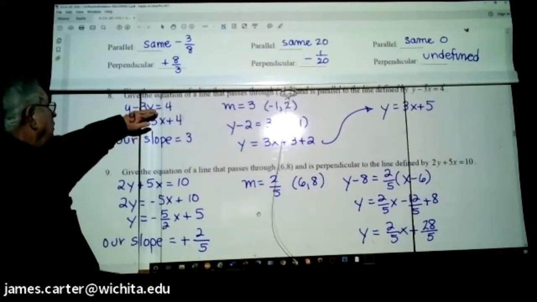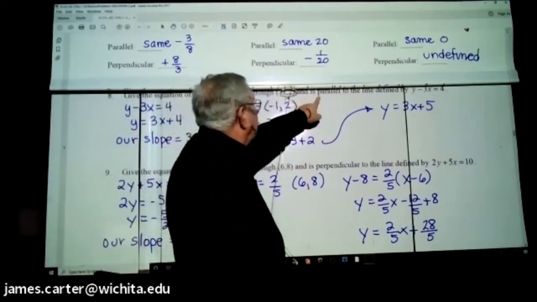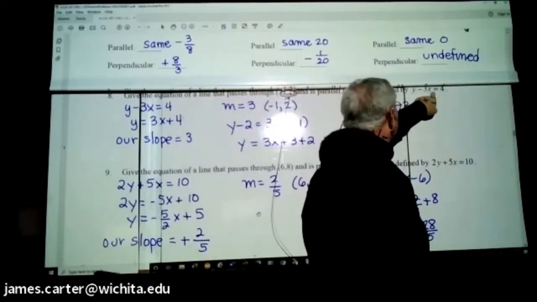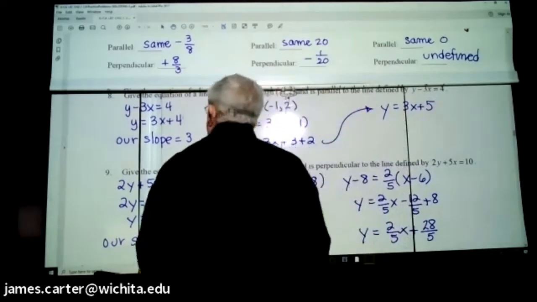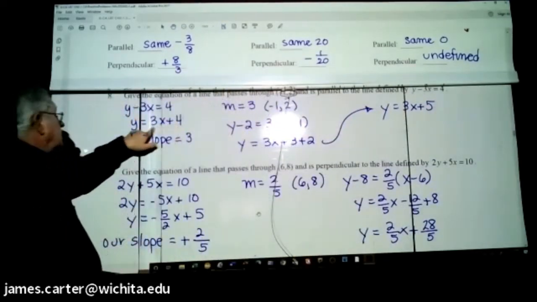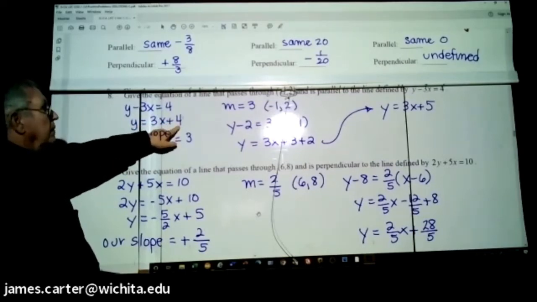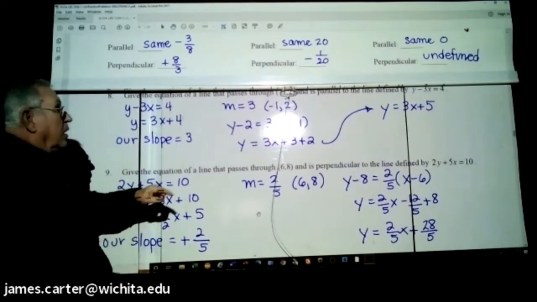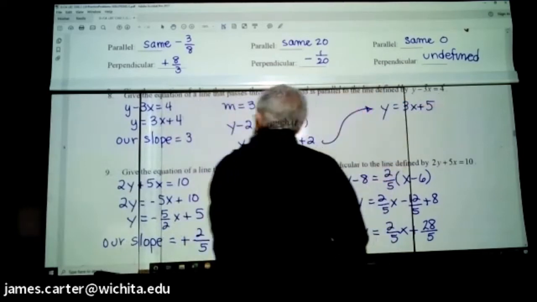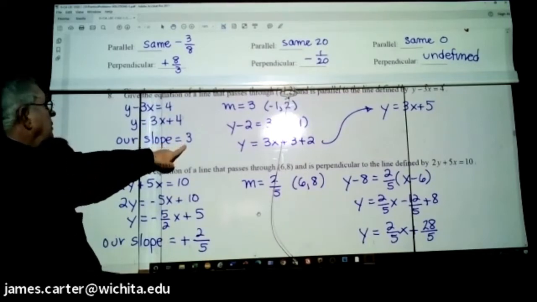Okay, here we give you the equation of a line that passes through this point and is parallel to this equation. In other words, we start with this equation, y minus 3x equals 4. So the first thing we have to do is put this in slope-intercept form. Y equals 3x plus 4. What happened was this -3x, when moved over, became positive 3x.